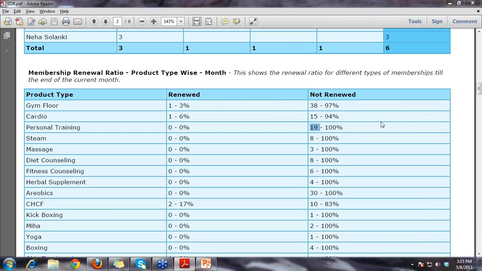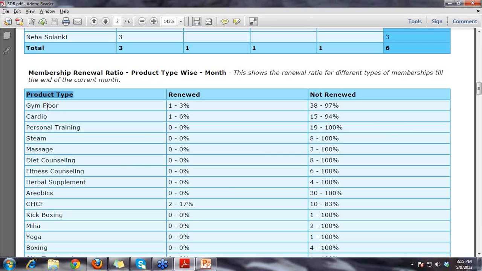This way you get to know what exactly the renewal ratio is for each and every product type in your club, how many memberships are getting renewed and how many are not, and what exactly is the ratio of renewed versus not renewed, and that is done for each of your product types. Now product type is basically the number of services sold at your club.